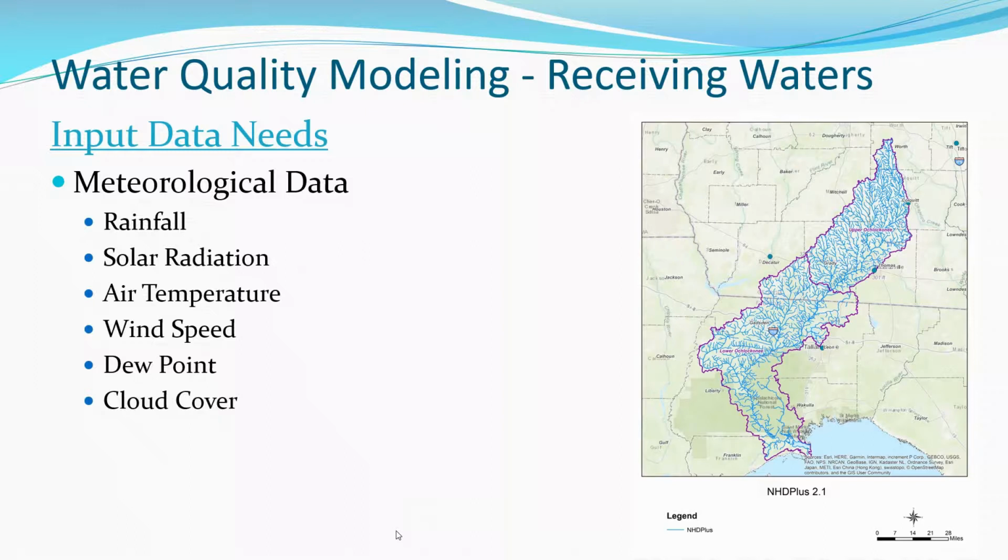Just like watershed models, water quality models make use of meteorological data as well. Rainfall is used for water balance, solar radiation is used for phytoplankton biomass kinetics, and air temperature, wind speed, dew point, and cloud cover could be used for calculating water temperature. It can also be used for calculating reaeration. So all of the same data that you downloaded and processed for a watershed model would be the same kind of information that you would process for the water quality model, and actually could use the same steps.